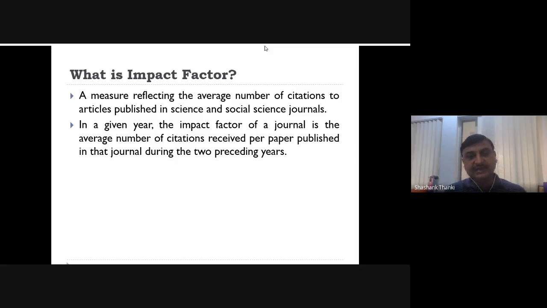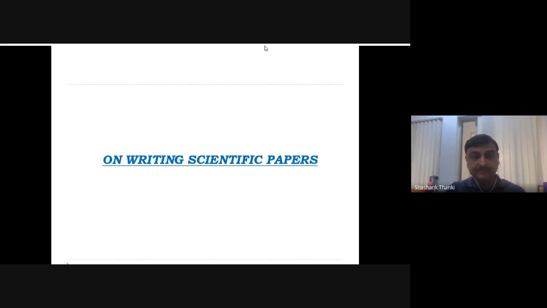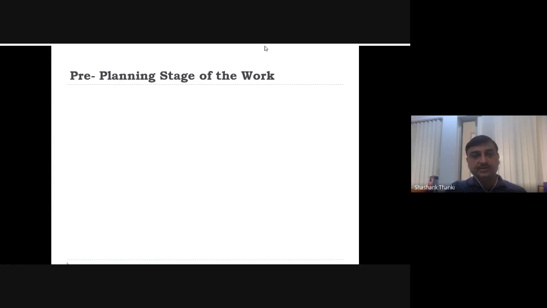And then the I10 index is the index where we talk about the number of publications with at least 10 citations. That is why it is known as I10. You may find these two indexes on the Google Scholar platform also. But ultimately, impact factor specifically talks about the impact of that particular journal. The I10 or H index represents the impact of that particular researcher in the scientific world. Both things are very important. For publication purposes, yes, we need to select a journal having a good impact factor. So let us talk about writing scientific papers now.